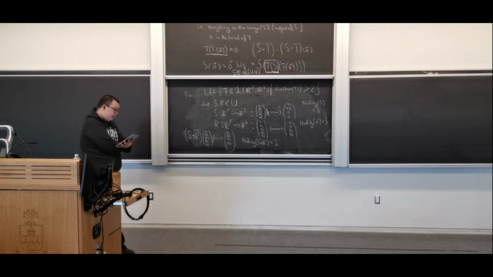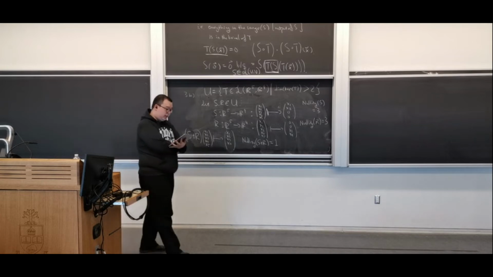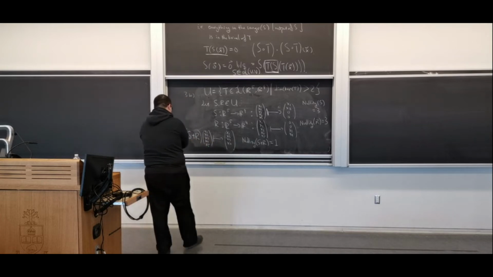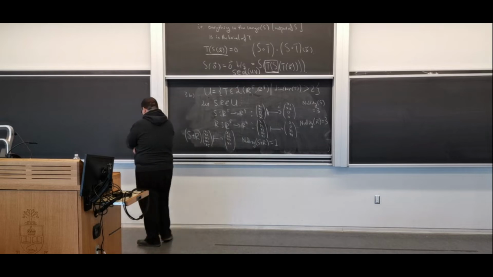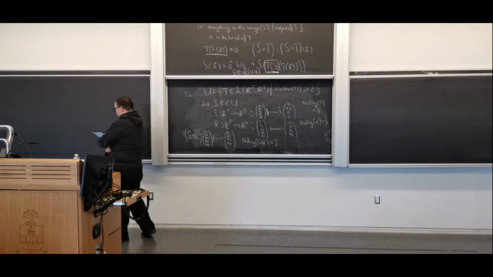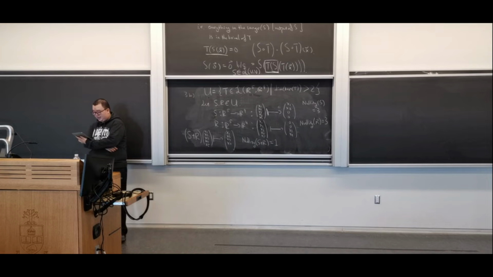For C, suppose V and W are finite dimensional vector spaces. Let E equal all the linear transformations. Show that E is a subspace of L.